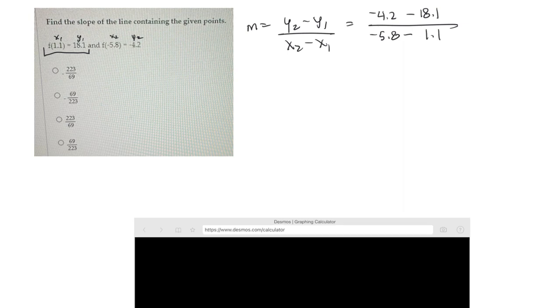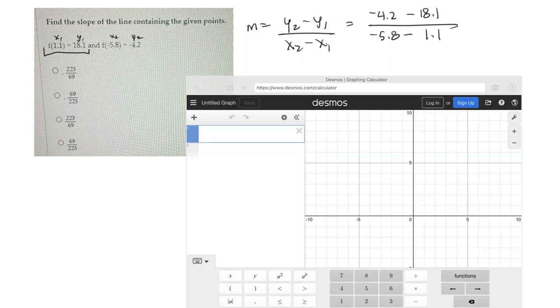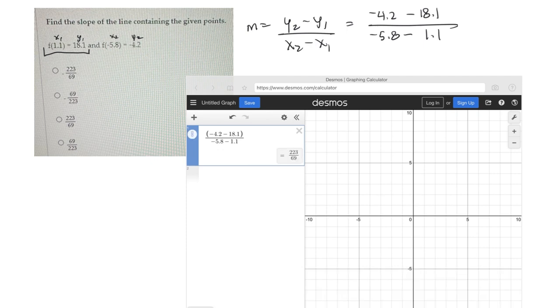So let's do that on the calculator here. I'm just going to start with a bracket. Negative 4.2 minus 18.1 and my bracket, divide negative 5.8 minus 1.1. There we go. So my slope is 3.23. They probably want it as a fraction, so I'm going to hit this fraction button over there. So it's 229 over 6, or 223 over 69. That would be the slope.